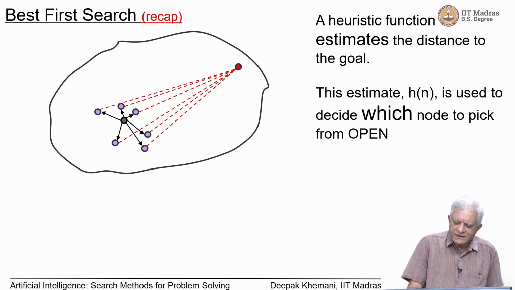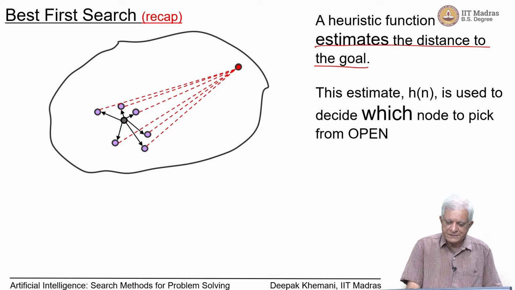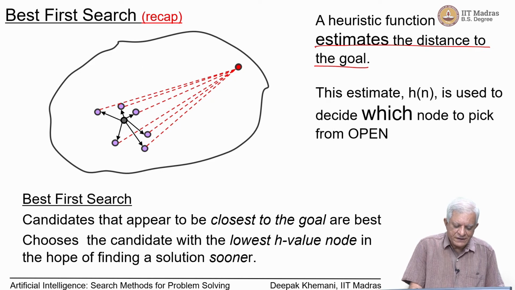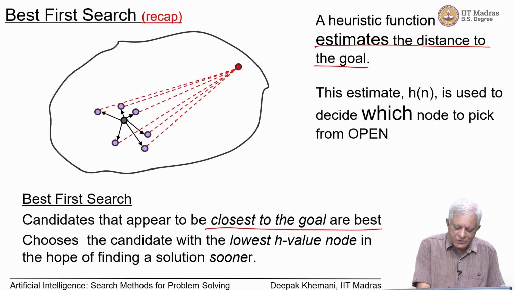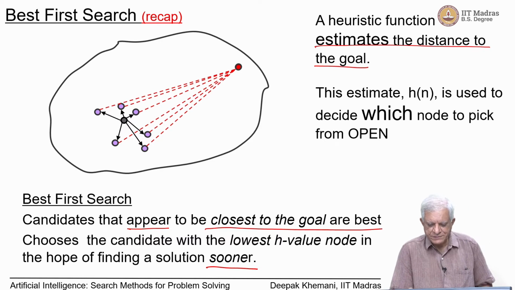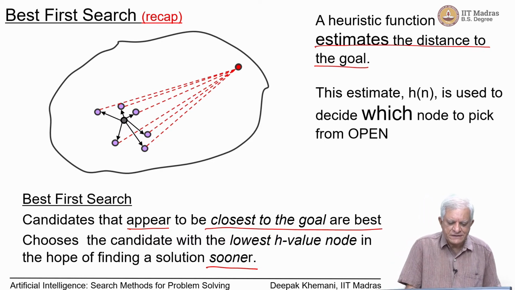To give you a sense of direction, we borrow what we did in best first search, which is to use a heuristic function which estimates the distance to the goal essentially. So, we are going to combine these three aspects, the aspects from these different algorithms. According to best first search, candidates which appear to be closest to the goal. Okay, remember that this is only an estimate, and then we choose the node with the lowest H value in the hope of finding the solution sooner. But when we combine it with the features of branch and bound, we will see that we will also find an optimal solution, and we will see the conditions under which that happens.